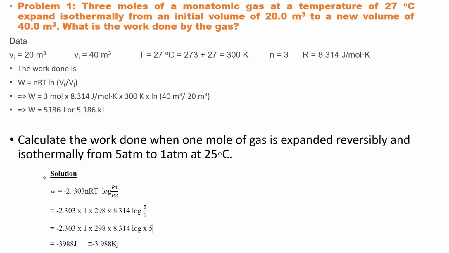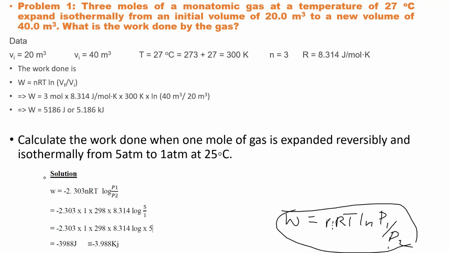But you can still leave it as a ln by saying that W is equal to nRT ln P1 over P2. You can still work with this. But at the end, since we are now changing the ln with log, we have to introduce this constant value, which is minus 2.303 nRT log P1 over P2.